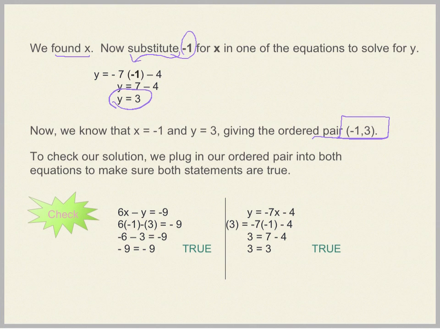You always want to check to ensure that your solution is a solution of both equations, thus a solution of the system. So I have plugged negative 1, 3 into both equations and found that they are true statements. Thus, negative 1, 3 is the solution to my system of linear equations.